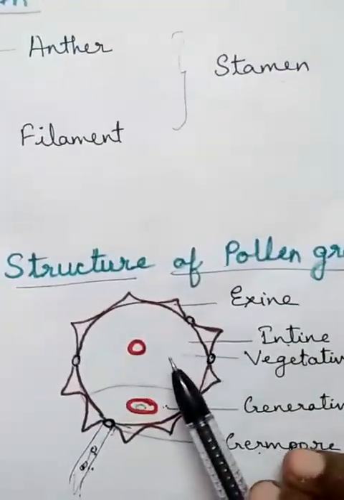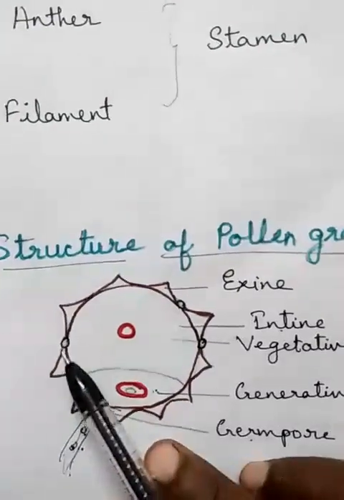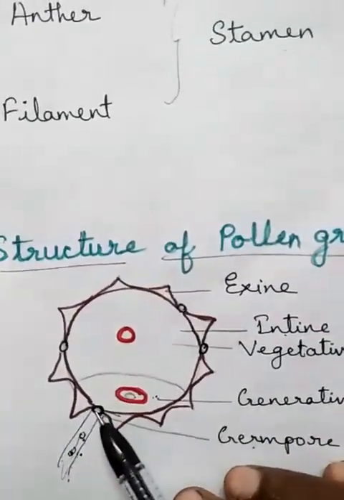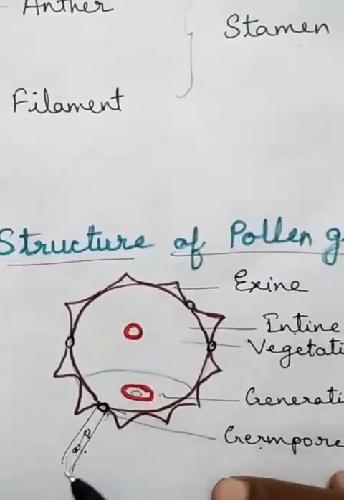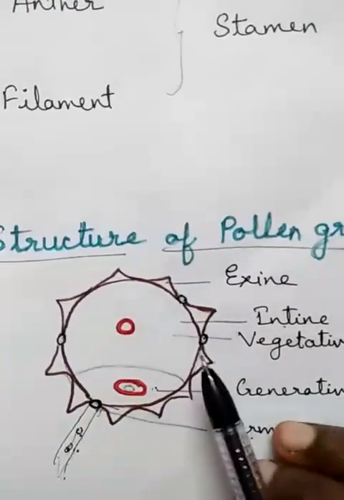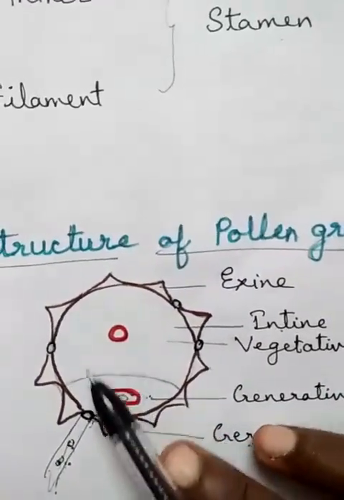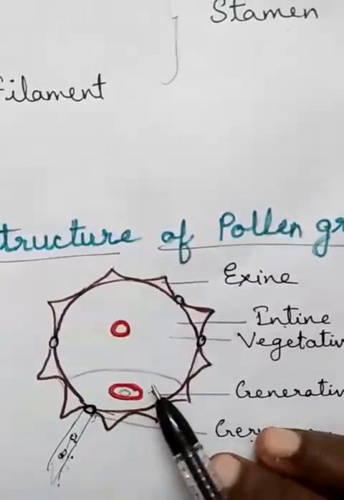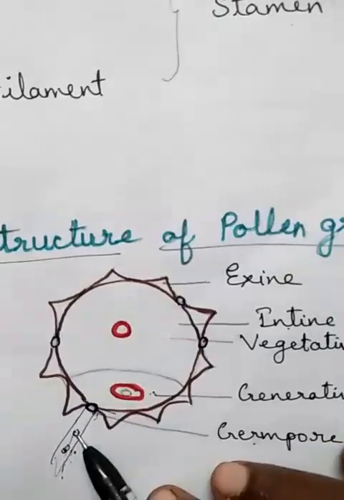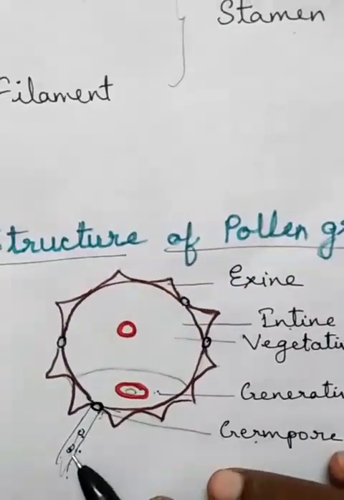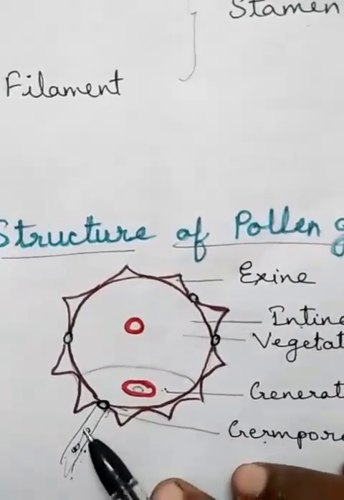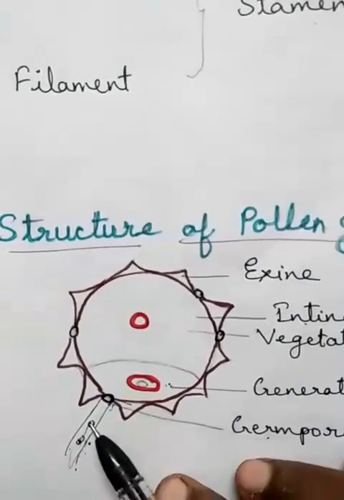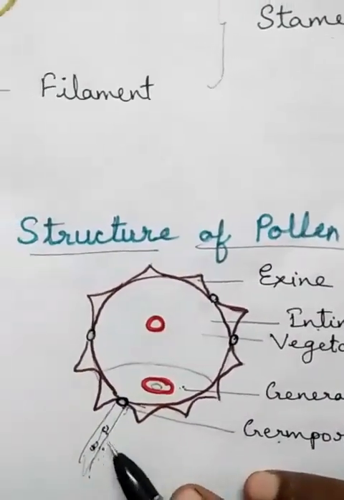Next, what will happen when the pollen grains germinate? This is the germ pore, which is present in the exine. Through this germ pore, the vegetative cell comes out in the form of a tube. The vegetative cell develops into a tube called the pollen tube. The generative cell enters the pollen tube and divides into two male gametes, also called two sperms. So this is about the pollen tube.